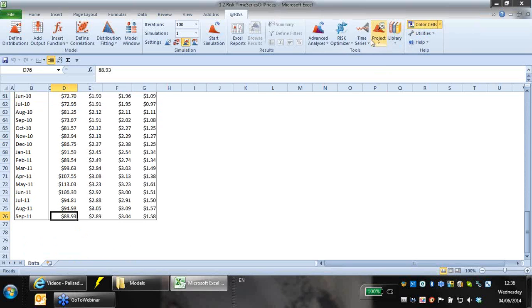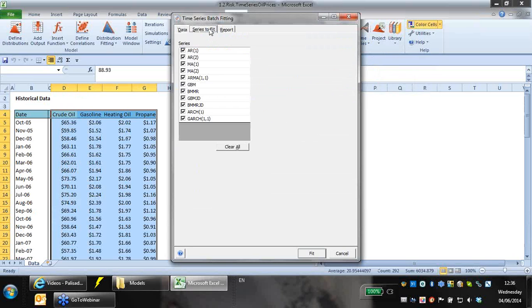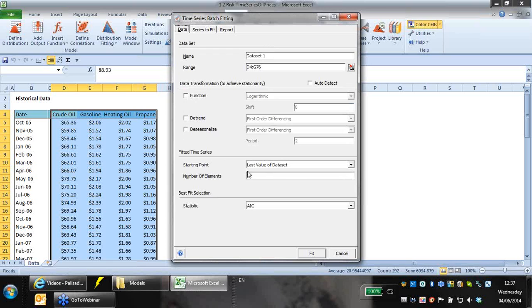I'm going to go to time series and then batch fit. In At-Risk, we now have a number of different time series processes: autoregressive, moving average, geometric Brownian motion, mean reversion, ARCH, GARCH, and so on. At-Risk is going to apply each of these time series processes to that historic data, and then tell us which is the most appropriate. From that, we're then going to use At-Risk to make some predictions about what happens next.